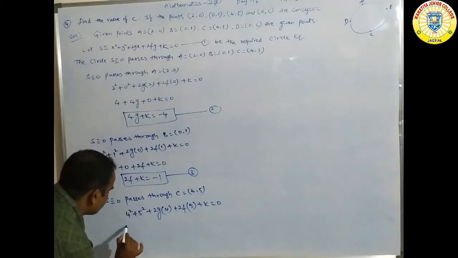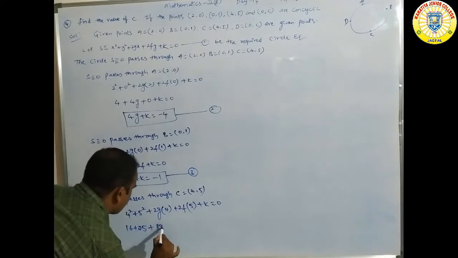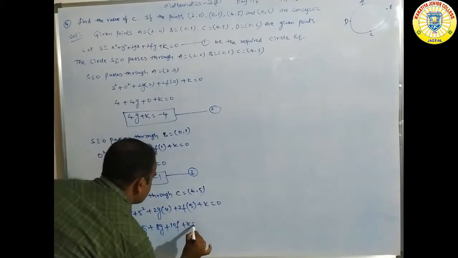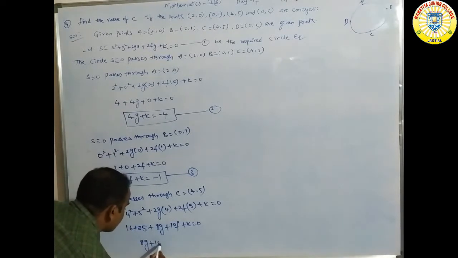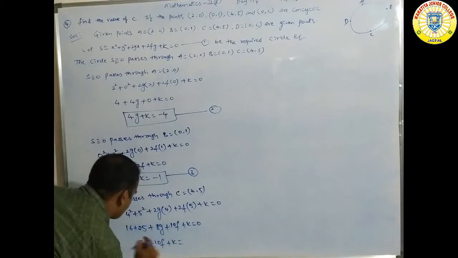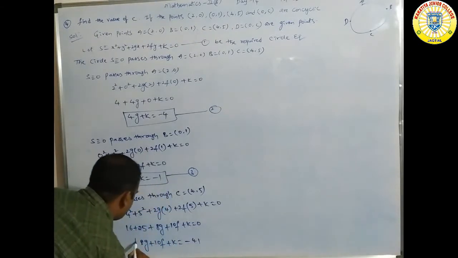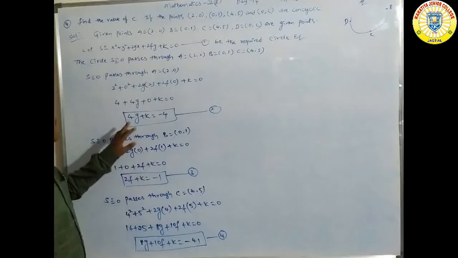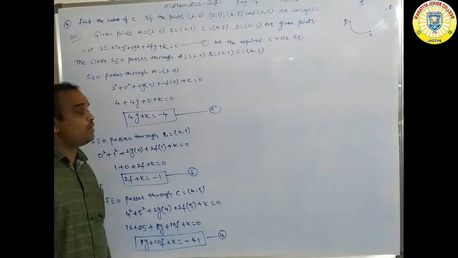4 square is equal to 16, 5 square is equal to 25, 2g into 4 is 8g, plus 2f into 5 is 10f, plus k is equal to 0. Here 8g plus 10f plus k is equal to minus, 25 plus 16, what is the value? 41. We take it to the right side, minus 41. This we are taking as equation 4. Equation 2, equation 3, equation 4. Solving these three equations we get g, f, c values.